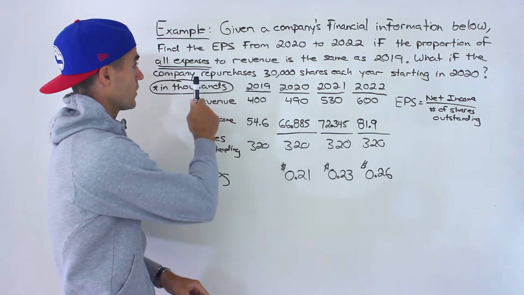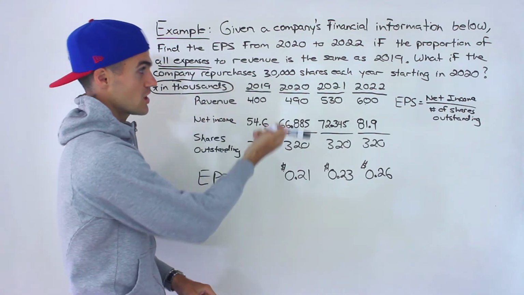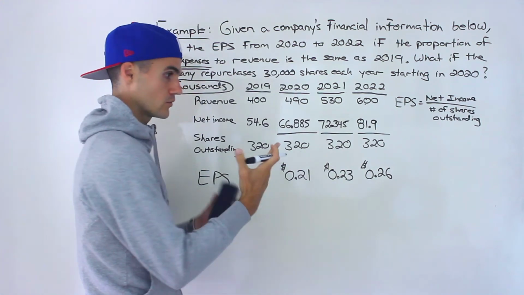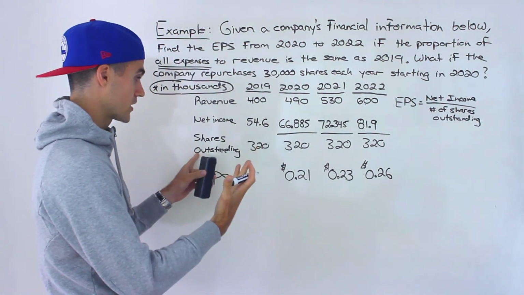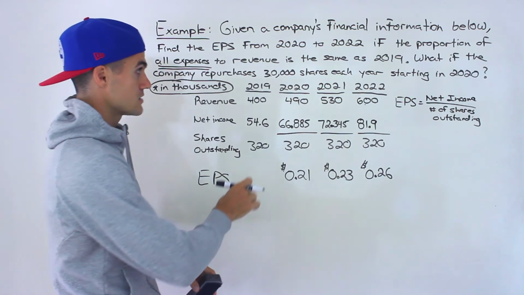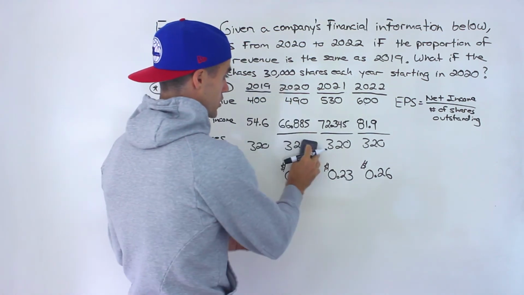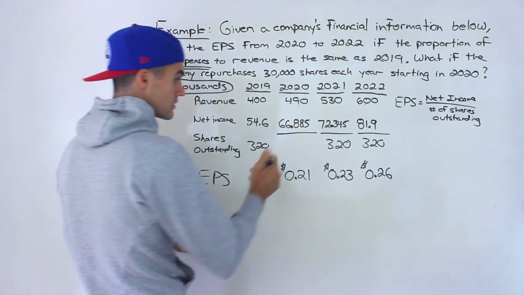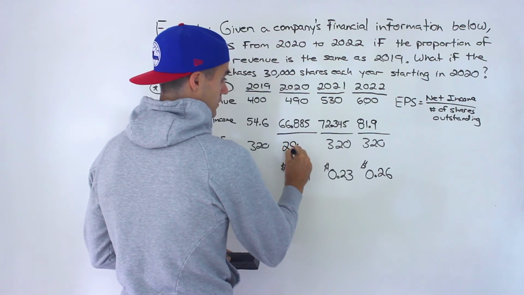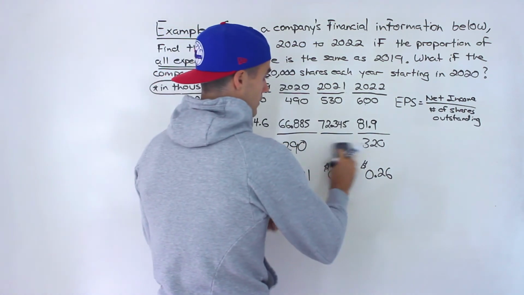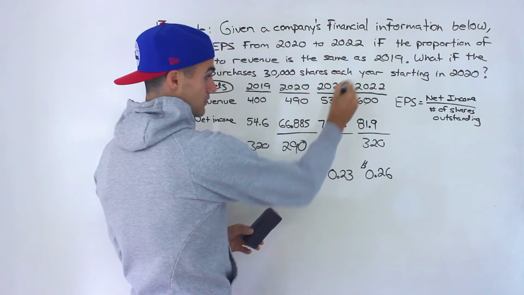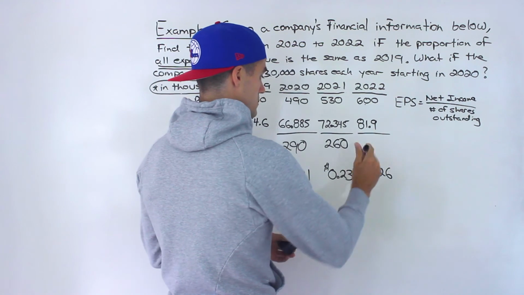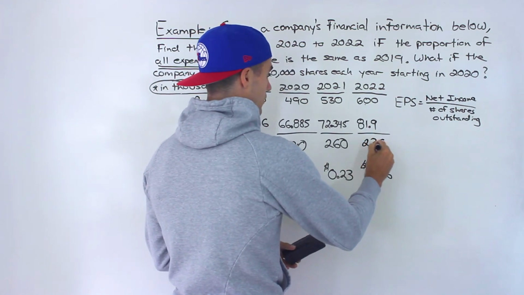Now the second part says, what if the company repurchases 30,000 shares each year starting in 2020? How is that going to change things? Well, we know a share repurchase brings the shares outstanding down. And so if they start in 2020, 30,000 shares, well, 320,000 minus 30,000 would give us 290,000. And then this minus 30, it's each year, right? So this would be 260, and then this would be 230, right?